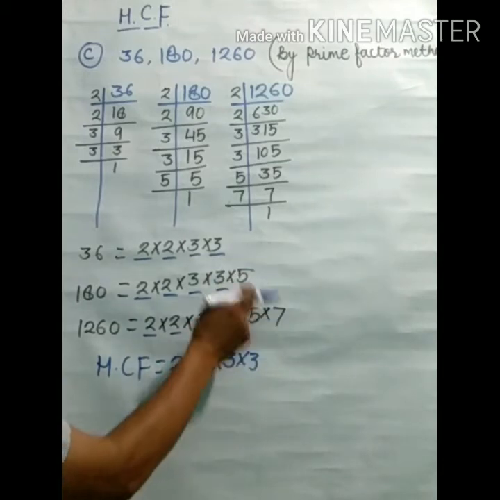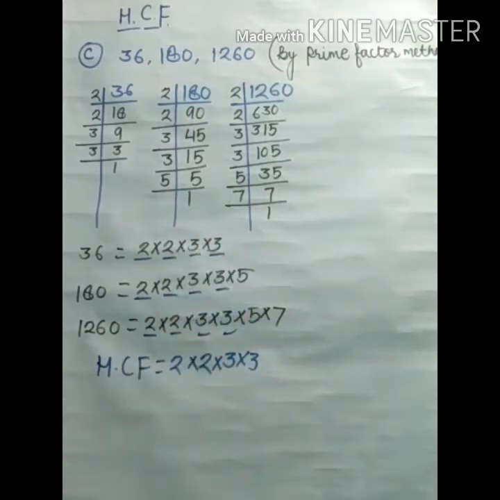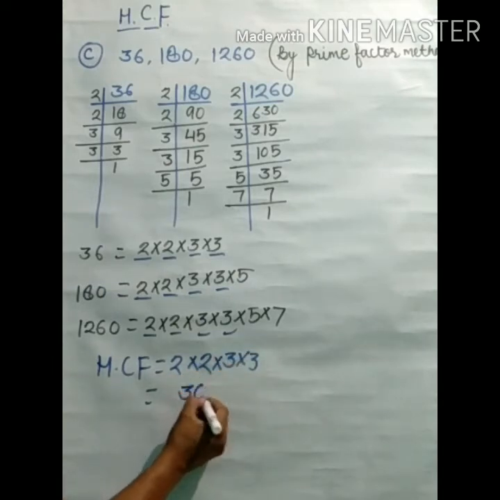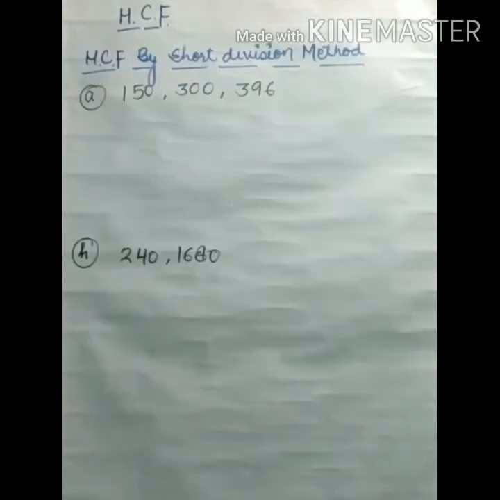Later, 5 is present in these two, but it is not present in the third, so you can leave it. We will take common only those which are present in all 3. 2 to the 4, 4 9s are 36. So your highest common factor or GCD of 36, 180 and 1260 is equal to 36. Now here is another method of HCF, the short division method.